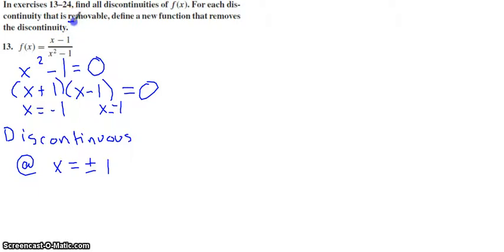This is something that we've been struggling with a little bit. What we need to decide now is whether we have a hole poked out of the graph at either or both of these x values, or an asymptote at either or both of these x values. To determine that, we're going to check a couple limits. So I want to check the limit as x approaches 1 on this function.